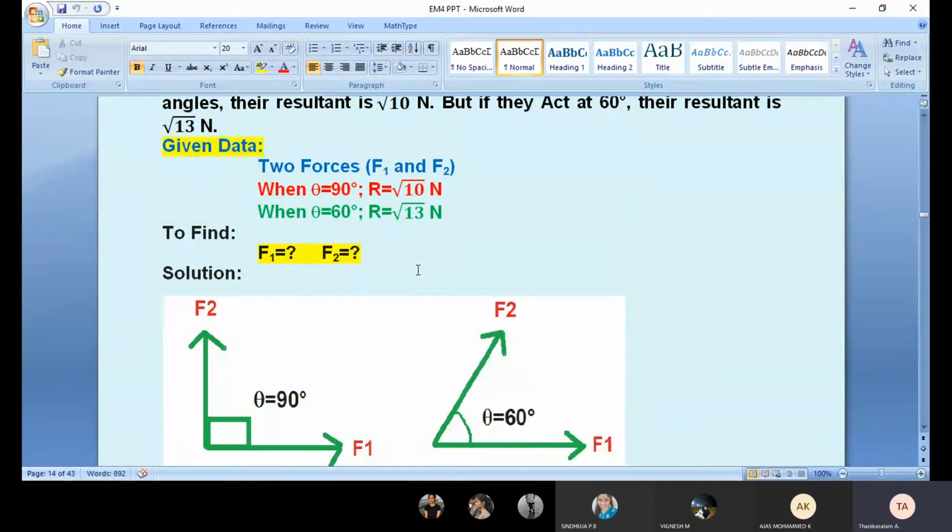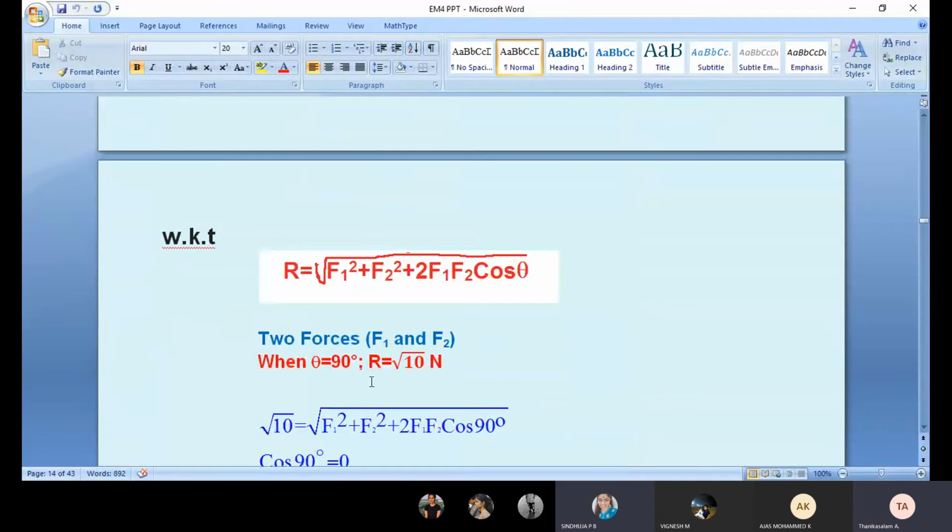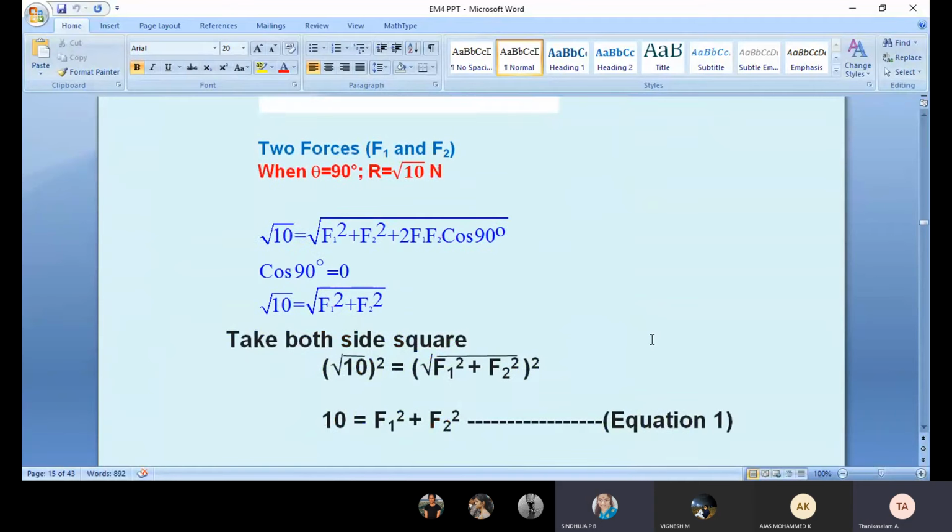So we want F1 and F2. We know the parallelogram law of forces. For case 1, the formula is R equals root of F1 square plus F2 square plus 2F1F2 cos theta. So this is the equation for case 1, equation 1.